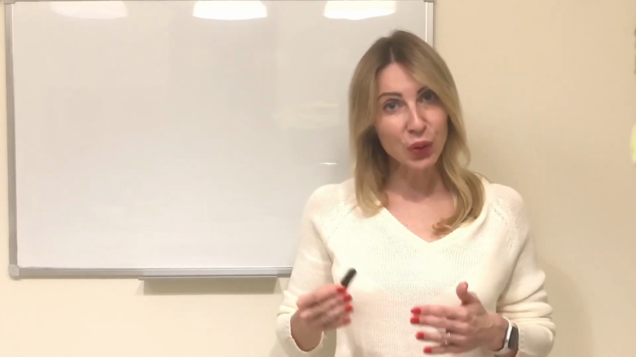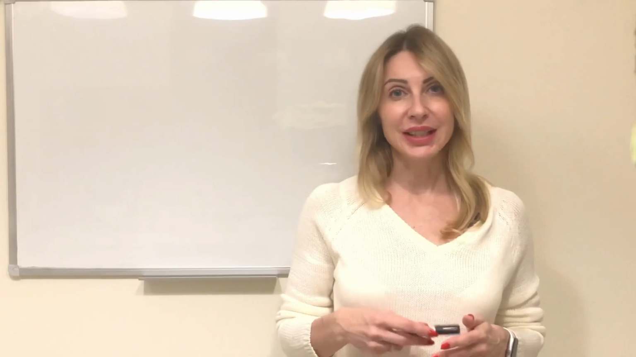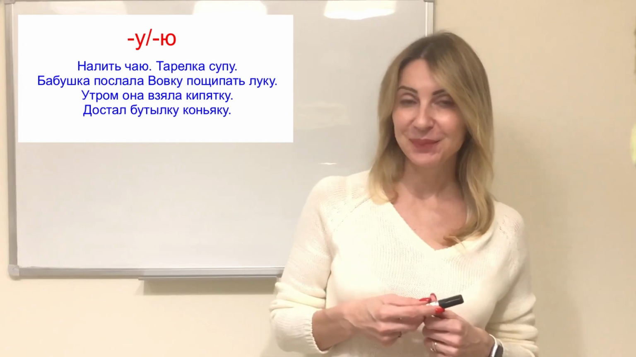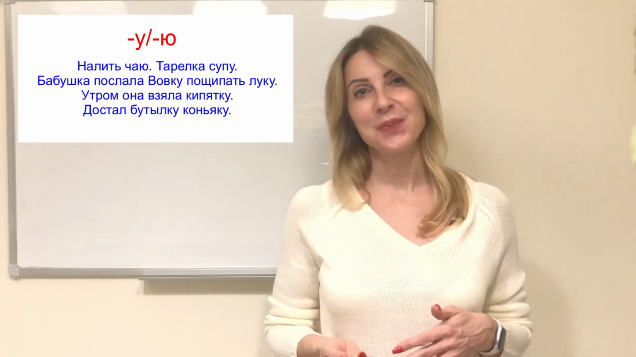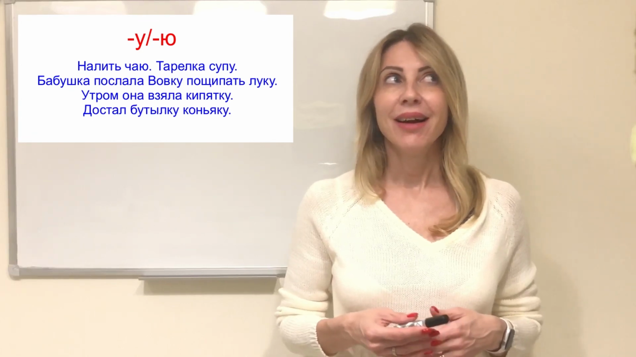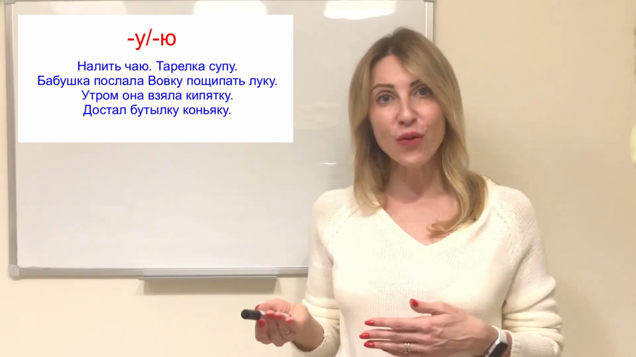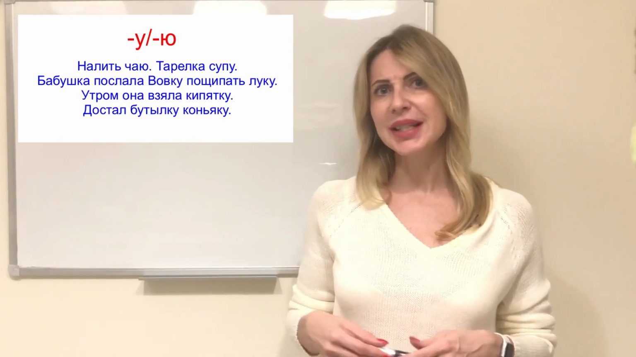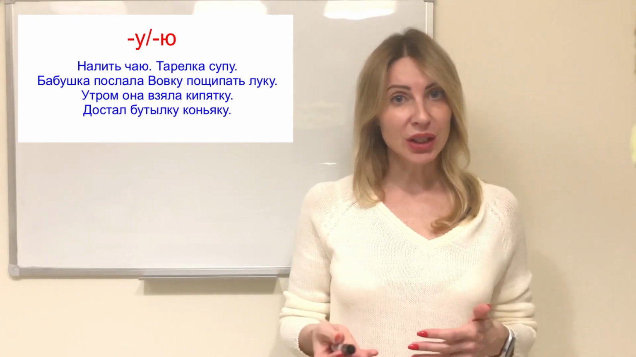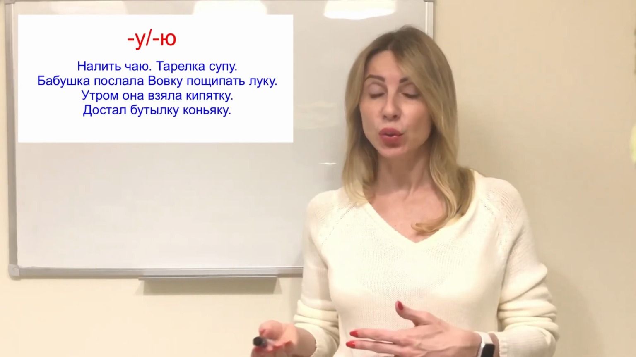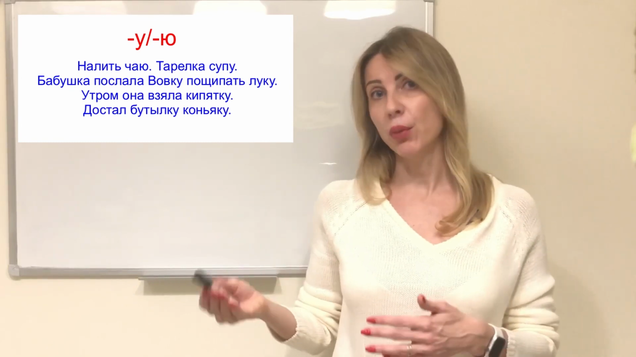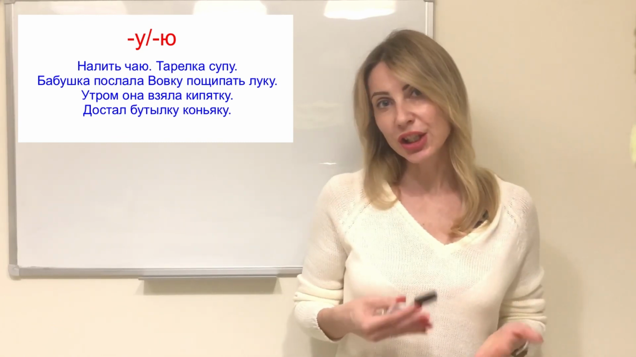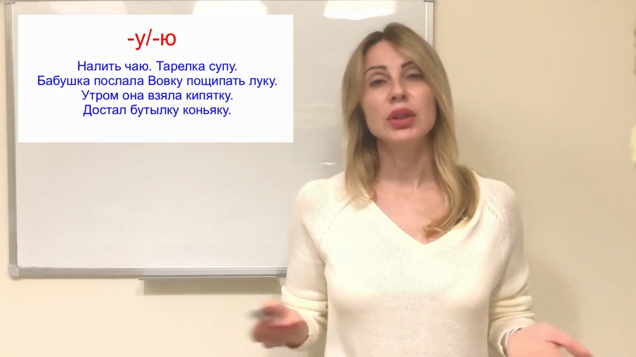Genitive endings у, ю appear only in partitive constructions. Налить чаю, to pour some tea. Тарелка супу, a plate of soup. Бабушка послала Вовку пощипать луку. Grandma sent Вовка to pick some onions. Утром она взяла кипятку. In the morning she took some boiling water. One more. Достал бутылку коньяку. He got out a bottle of brandy.